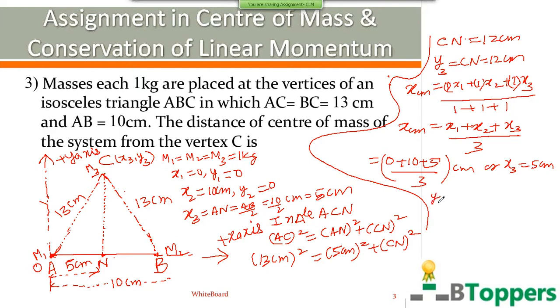Similarly, y coordinate of the center of mass can be written as m1 y1 plus m2 y2 plus m3 y3 by m1 plus m2 plus m3. The masses of the three particles are equal, therefore the y coordinate of the center of mass will be the arithmetic mean of the y coordinates of the individual particles. Now substitute y1 equal to 0, y2 is also 0, and y3 is equal to 12 centimeter. So you get the y coordinate of the center of mass as 4 centimeter.